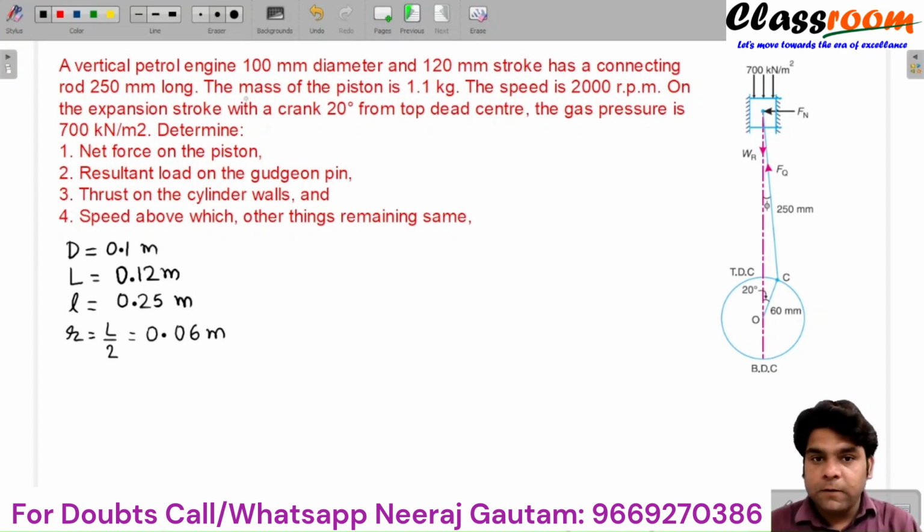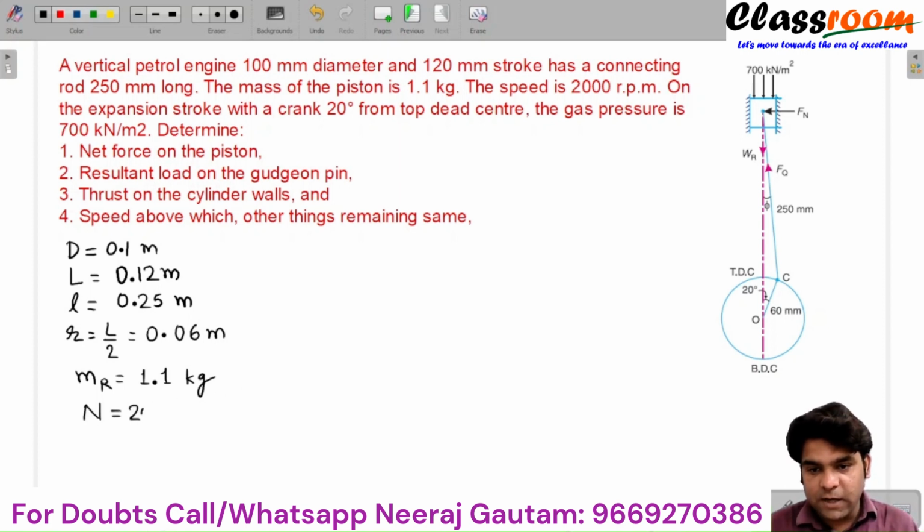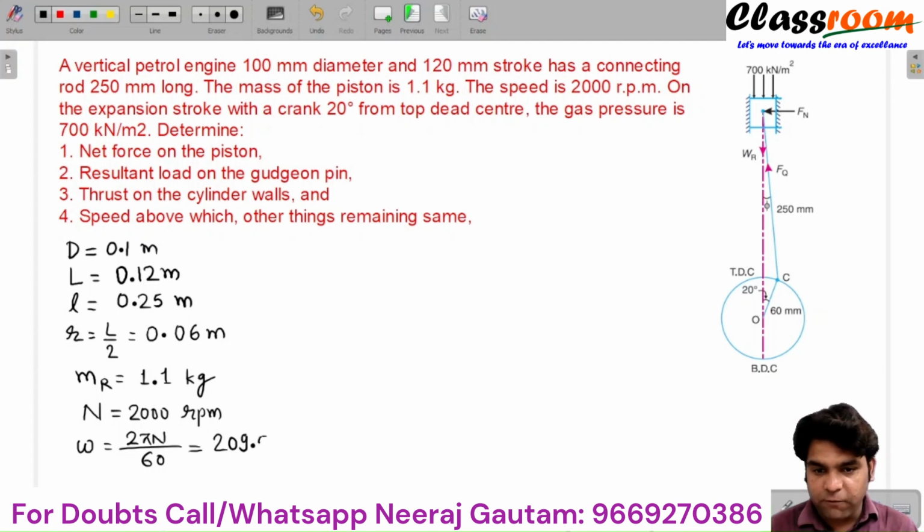Okay. The mass of the piston is 1.1 kg. That is the mass of the reciprocating component. The speed N is 2000 rpm. We will convert this 2000 rpm into radians per second as omega equals 2 pi N by 60, and after calculating this value, omega equals 209.5 radians per second.